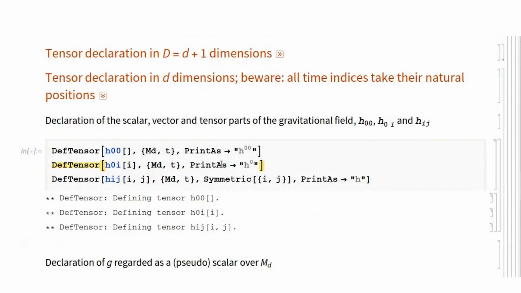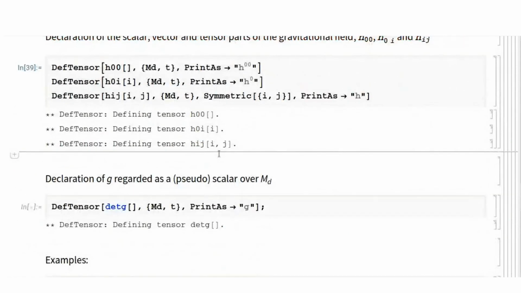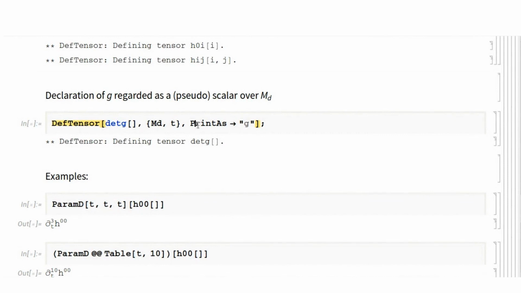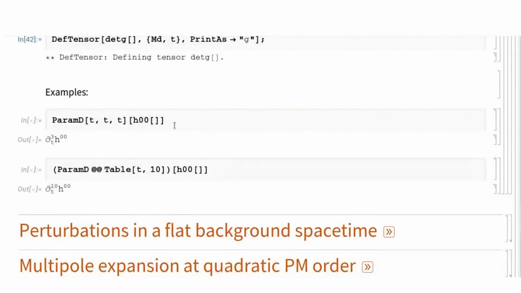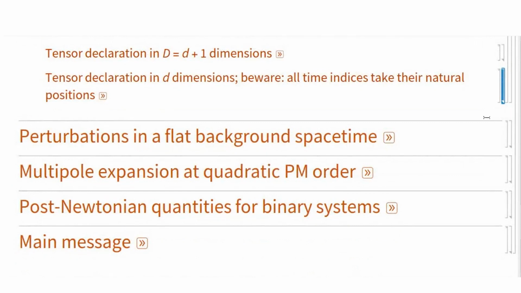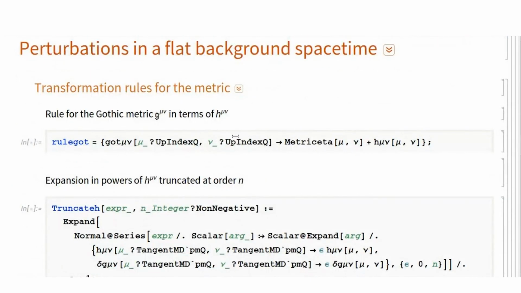Then I do the same definitions in d dimensions for just the space part. Also, the determinant is needed in d dimensions. I have some simplified notation for multi-time derivatives, as you can see here, because there are a lot of them. Okay, so now here is the relation between the Gothic metric and the perturbation h mu nu.